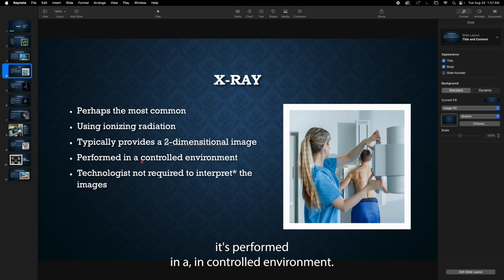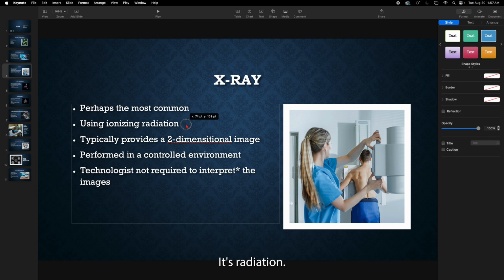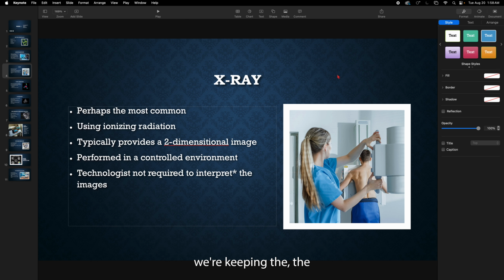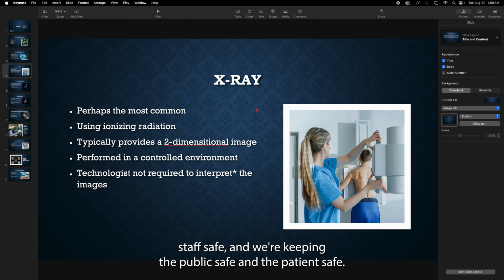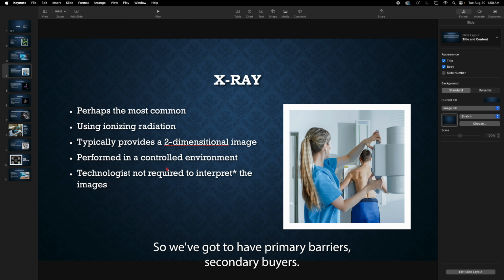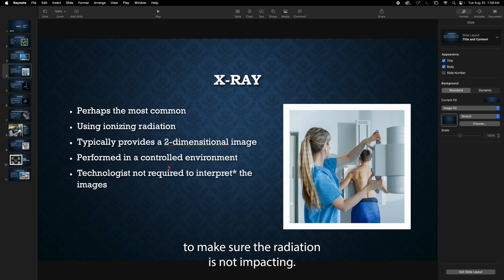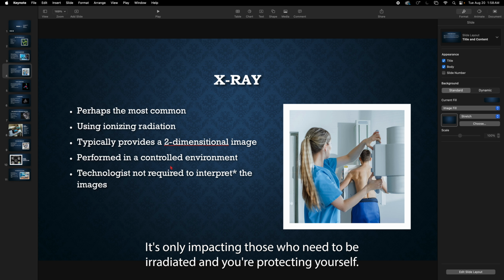It's performed in a controlled environment. What does that mean? Well, it's radiation. So we need to make sure that we're keeping the staff safe, and we're keeping the public safe and the patient safe. So we gotta have primary barriers, secondary barriers. I'm pretty sure maybe you've learned about it so far. That just means we gotta have enough shielding to make sure the radiation is only impacting those who need to be irradiated, and you're protecting yourself also.